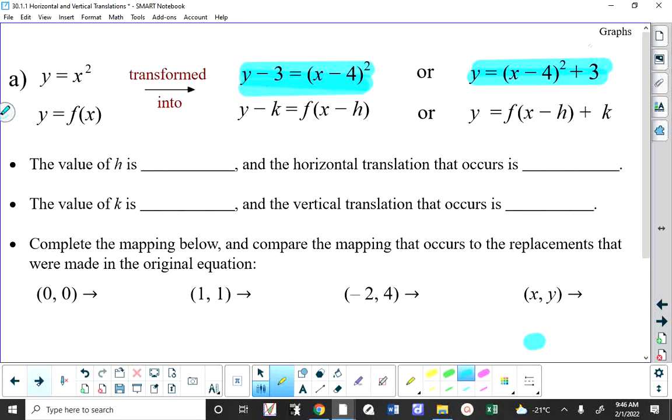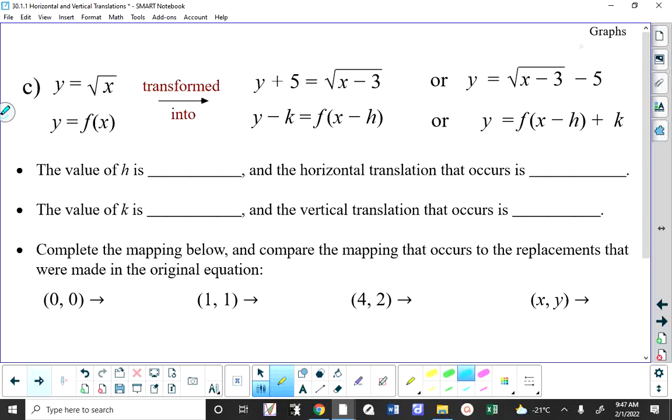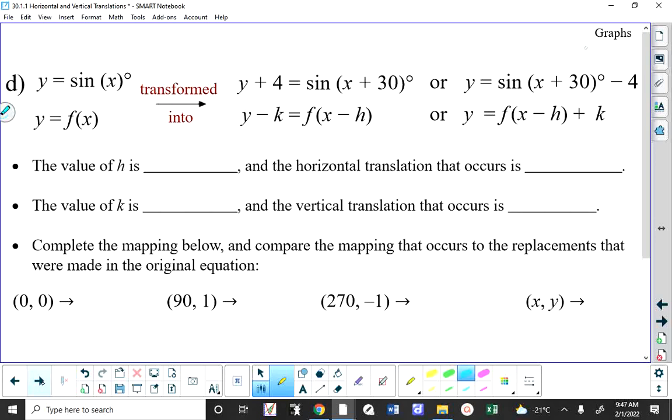And I hope everybody understands that the top line here is a specific function, but the line below it is just the general description of what we've learned. So y equals x squared is the same as y equals f of x, which means f of x is x squared. If I say in this example, what's f of x, you answer it's x squared. If I say in this example, what's f of x, you say it's the absolute value of x. In C, f of x is root x. F of x is sine of x.